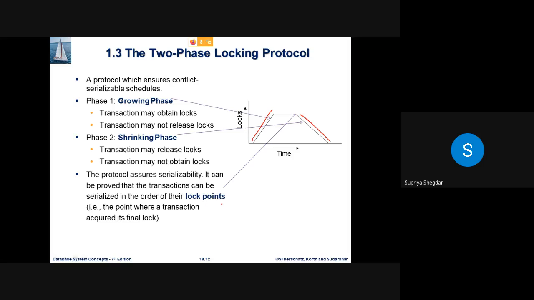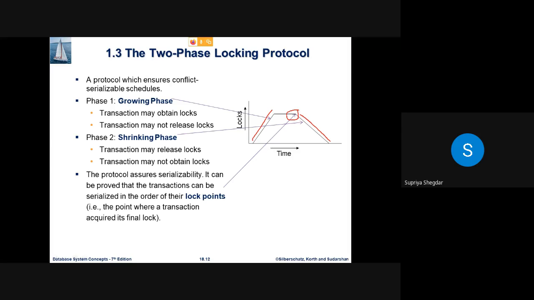The lock point is the point where the transaction acquires its final lock. You can see it in the diagram at this point. In the growing phase, the transaction can obtain locks, and up to this point only the transaction can obtain locks. The lock point is the point at which the transaction acquires its final lock. After that point the transaction cannot acquire any lock, it can only release locks. That point is called the lock point.